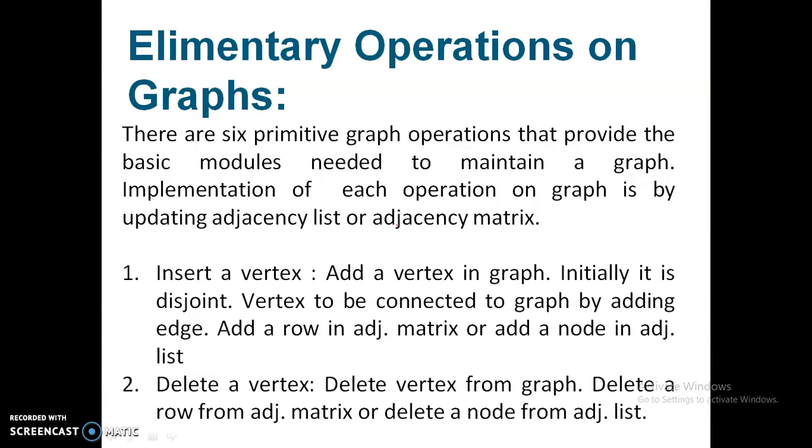The general operations of the graph: we have six primitive graph operations we can perform. The first one is inserting a vertex, that is, adding a vertex. The second one is deleting a vertex. Adding a vertex means we add a new node into the graph.